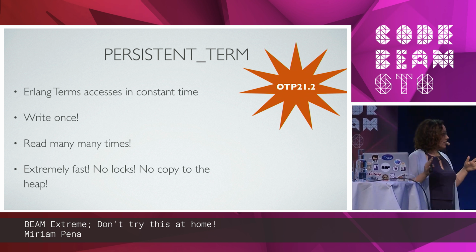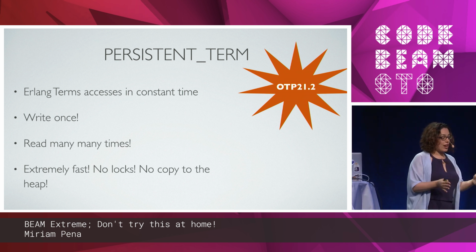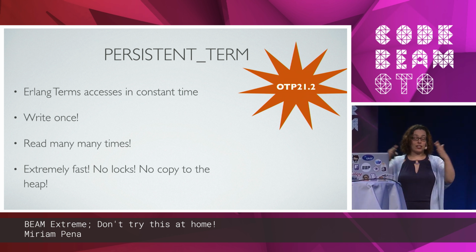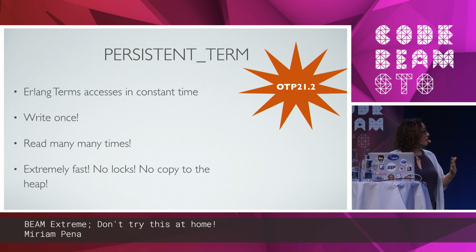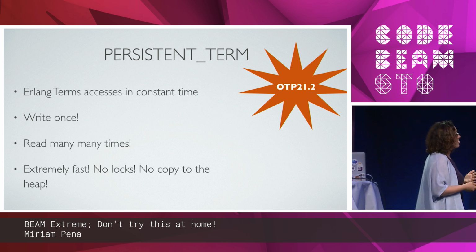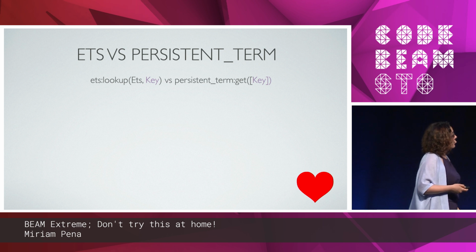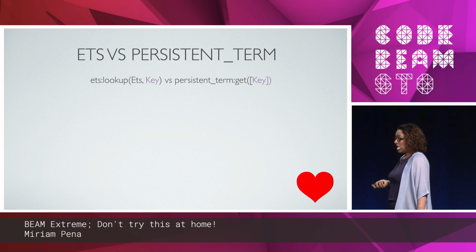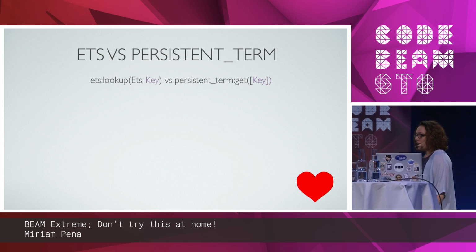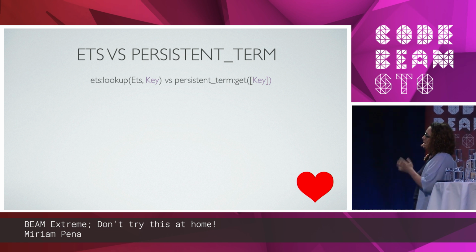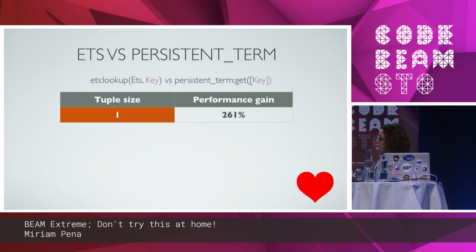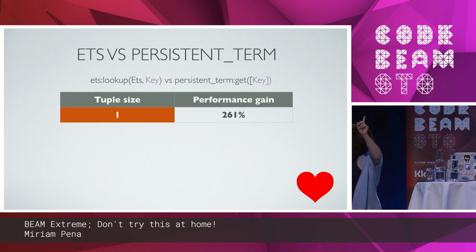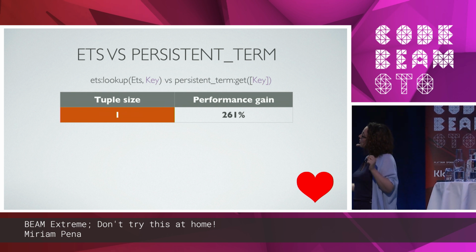Again, the problem with this is that every time you write, if what you write is bigger than what you have, you're going to trigger a global garbage collection, I believe. So it's not designed for that, but it's really great for global configuration, for instance. And we benchmarked how great it is: an ETS lookup of a key versus a persistent term get. The environment here was 1,000 elements in the ETS and 1,000 elements in persistent term. Again, I played with the tuple size. With one element in the tuple, you get twice as many requests with persistent term.